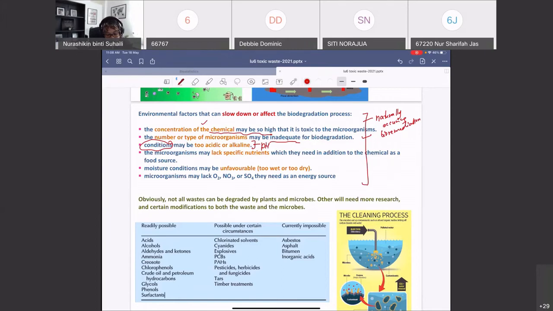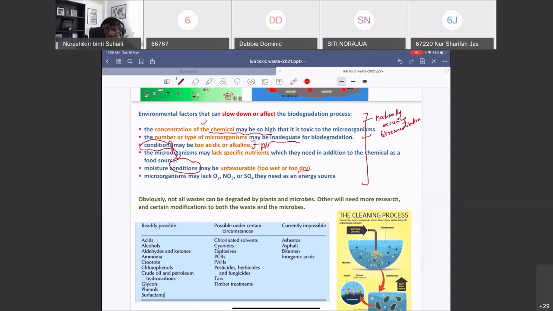Right. Moisture conditions may be unfavorable. This is still related to the condition. Moisture means the water content. Maybe it's too dry or too wet. If it's too dry, it means that it's not enough. Like us, if we don't have enough water, we might be weak. So the same goes for the microbes. The water or moisture condition is also important for the microbes, and that can affect, in this case, the biodegradation.